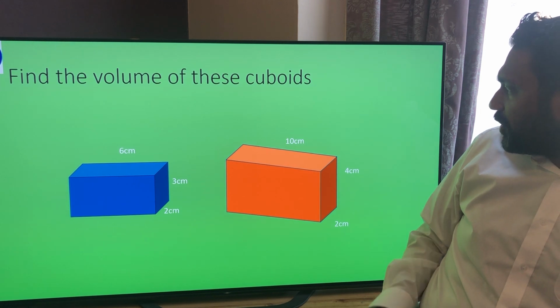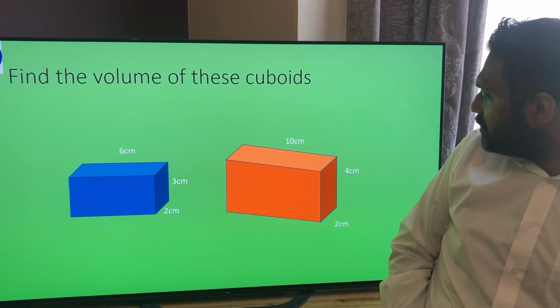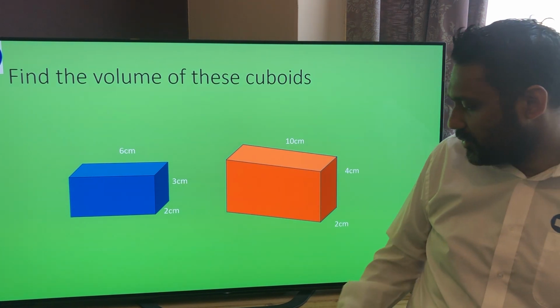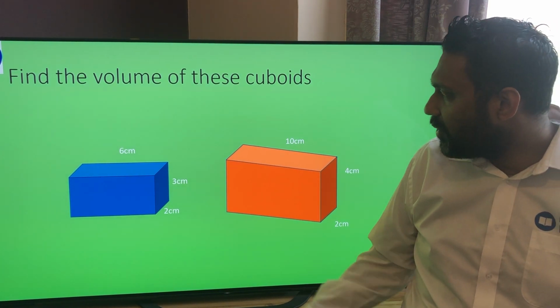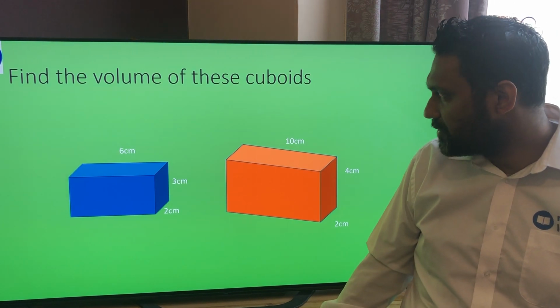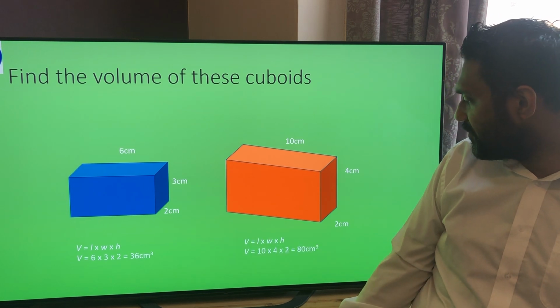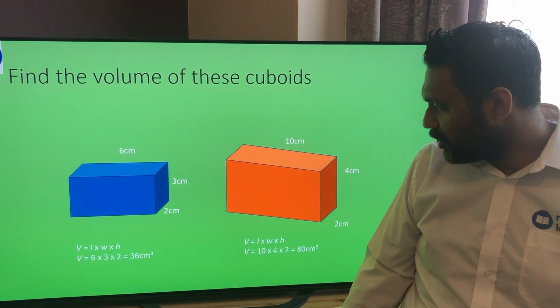The volume of this cuboid, again, is length times width times height. So 10 times 4, which is 40, times 2, which equals 80. 80 what? Well, both of them are in centimetres, so the volume will be in centimetres cubed. So there we go, we've got 36 and we've got 80 centimetres cubed.